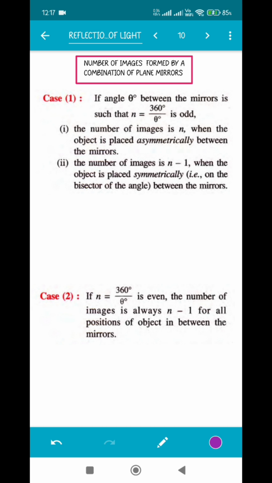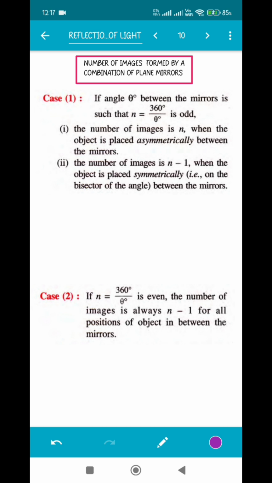Today we are going to continue with the same, and we are also going to study spherical mirrors. So let's begin. The first topic is the number of images formed by a combination of plane mirrors. It's a very important topic. Let's understand it. There are two cases which can occur in this topic.